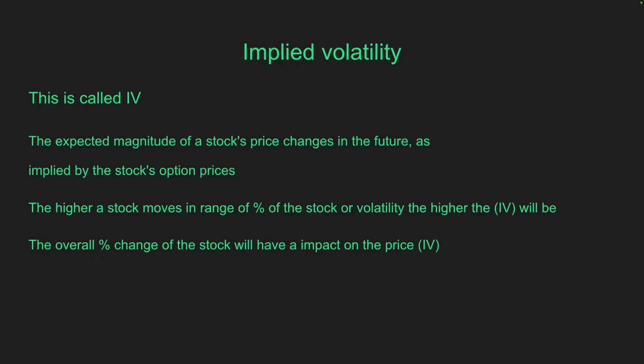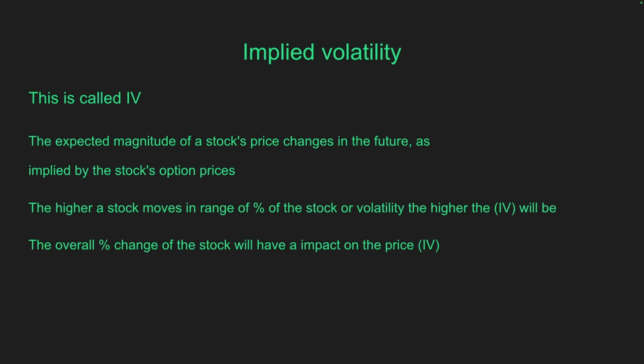So we get to implied volatility, which is the IV of the contract. This is the expected magnitude of a stock's price to change in the future, as implied by the stock's option price. The higher a stock moves in range of percentage, the higher the IV will be. The overall percent change of the stock will have an impact on the IV. For example, if Tesla moves 20 points in a daily range when it only costs $100, that's a big volatility change compared to something that only costs $100 and moves on average 3 points a day. So the implied volatility will have a lot bigger effect on something like Tesla.